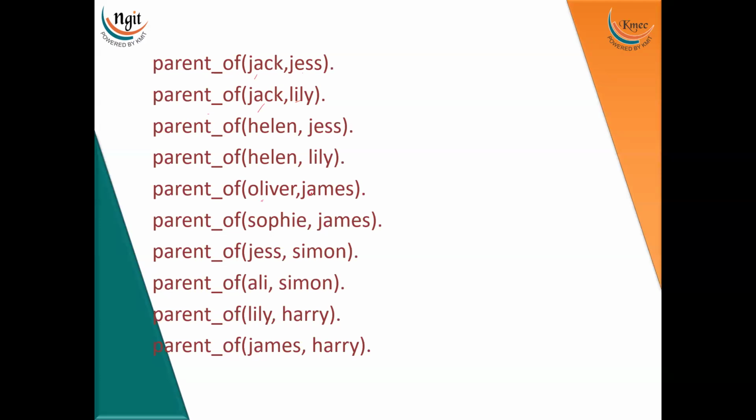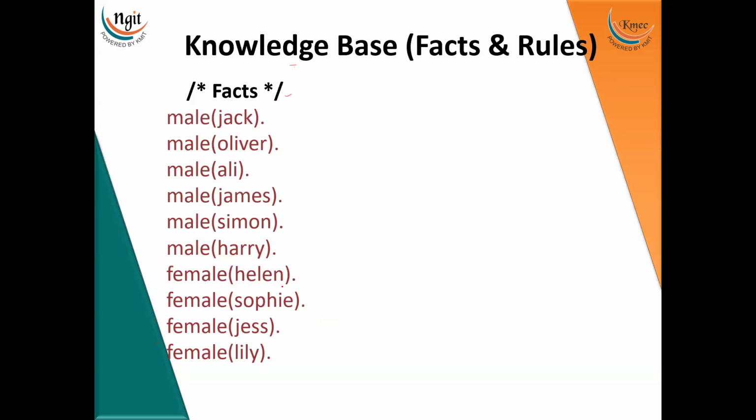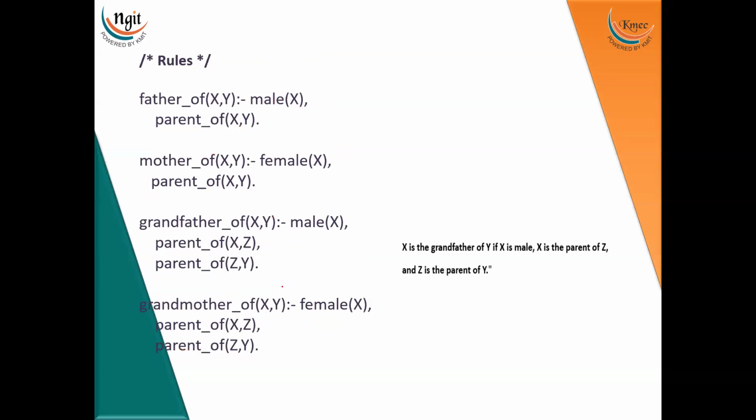Oliver is a parent of James. Jess is a parent of Simon. James is a parent of Harry. Like this we are going to read. Along with these facts, we are also going to give rules to that particular knowledge base. As per these rules, whenever we pose queries, it is going to give us an answer. See the rules, try to understand this rule.